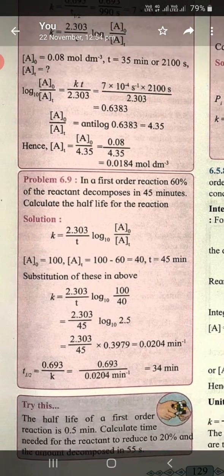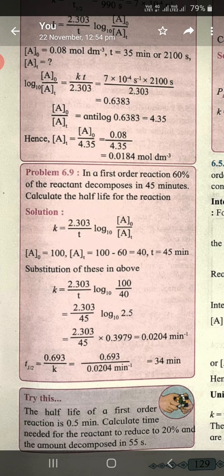Second example, in a first order reaction, 60% of the reactant decomposes in 45 minutes. Calculate half-life of the reaction.